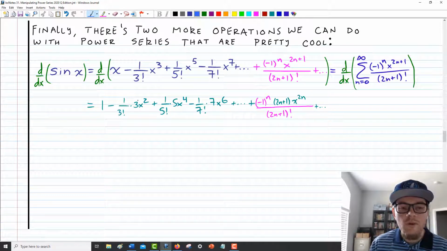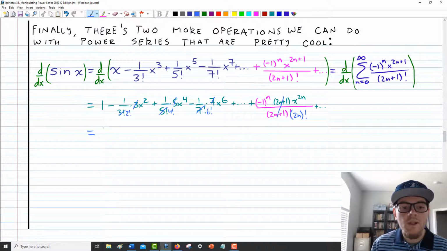If we have 3 factorial and 3 over 3 factorial, that'll leave us with just 1 over 2 factorial. The 5 and the 5 factorial will leave us 4 factorial. The 7 and the 7 factorial will leave us 6 factorial. And in fact, even here, kind of cool to note, since 2n plus 1 factorial is the same thing as 2n plus 1 times 2n factorial, the 2n plus 1's divide out.